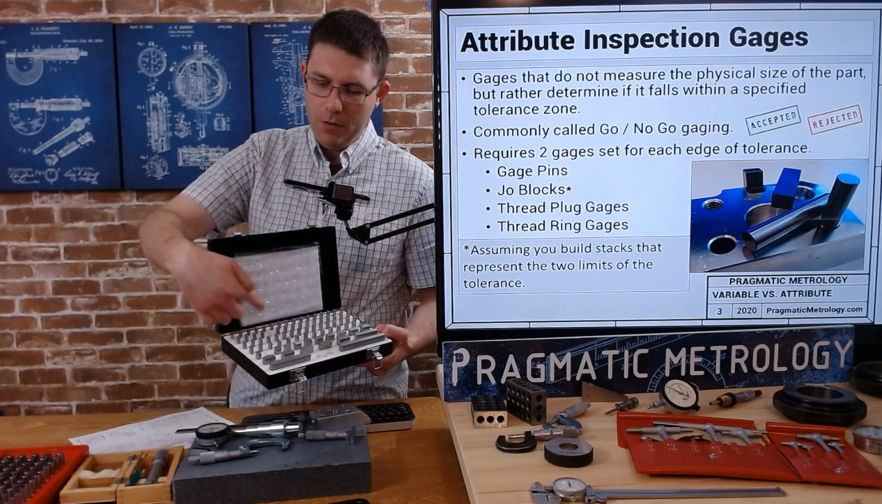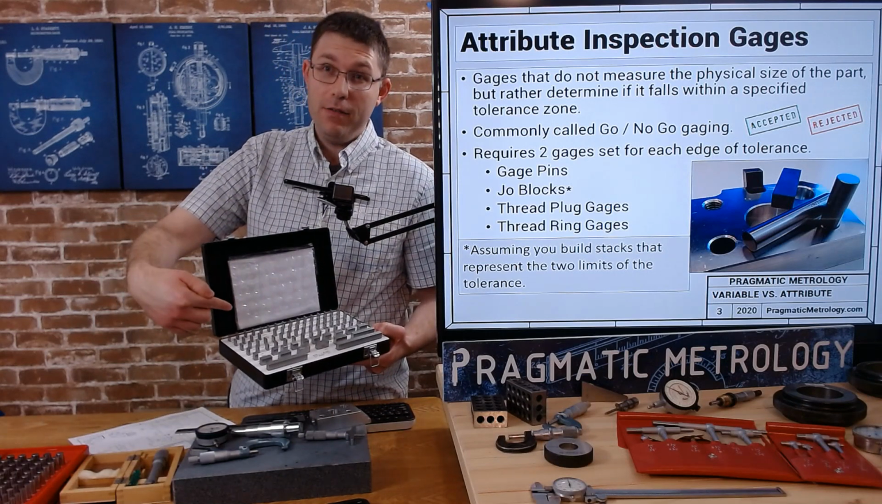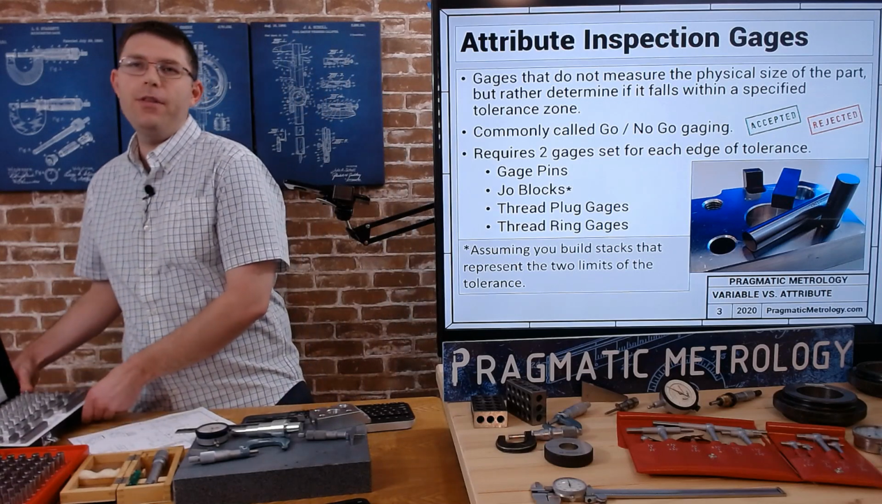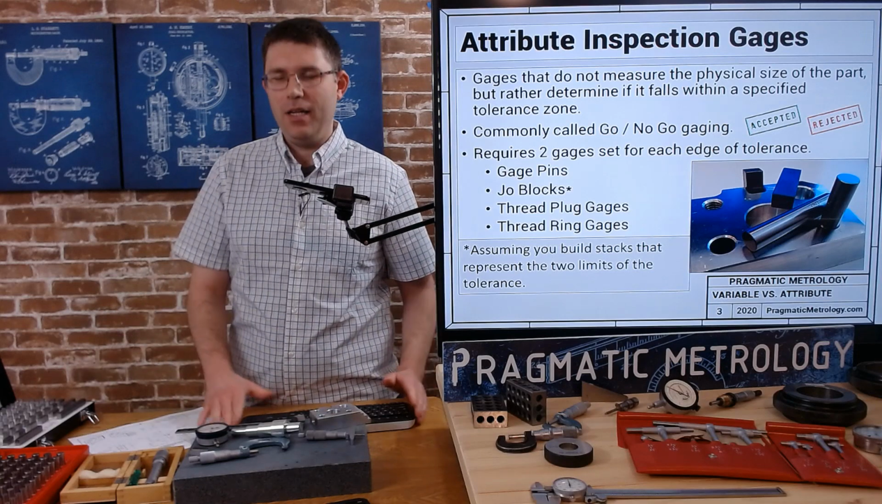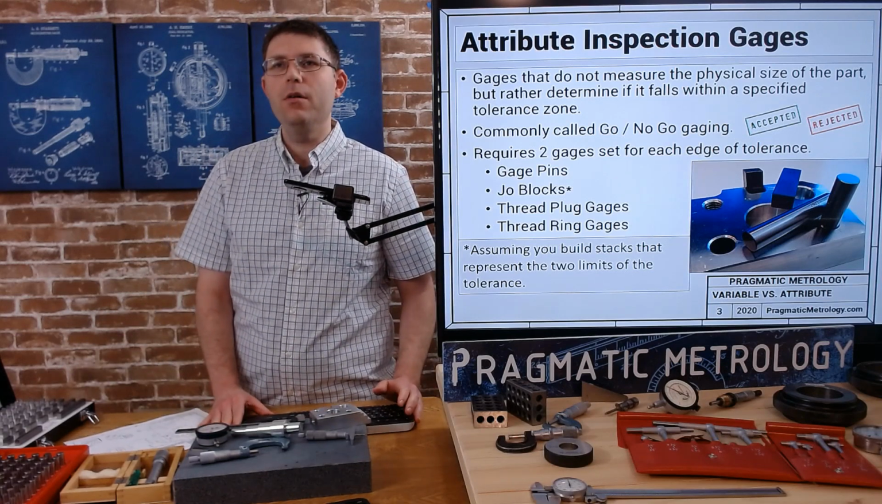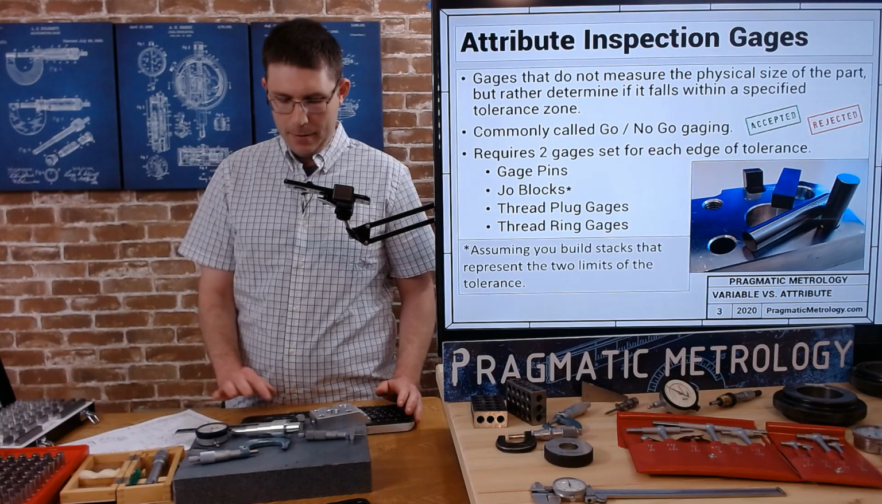So this top row has increments of 10,000ths of an inch instead of 1,000. So you can get pretty accurate that way if you really need to, but most of the time you're not going to. You're just going to set up a go, no-go 2 stacks.